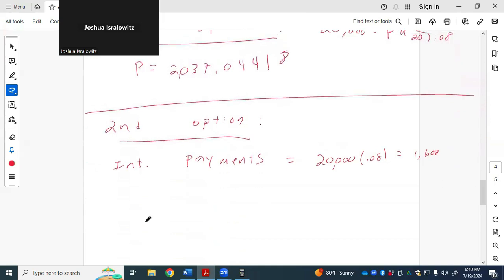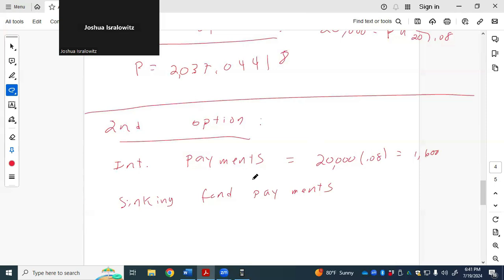Okay. So your sinking fund payments, again, the whole point here is that your total payments are going to be P here. Your interest payments are 1,600. P minus 1,600 are your sinking fund payments. So add the two up, you get P right here, P being $2,037.04. So these two schemes are going to be exactly the same.